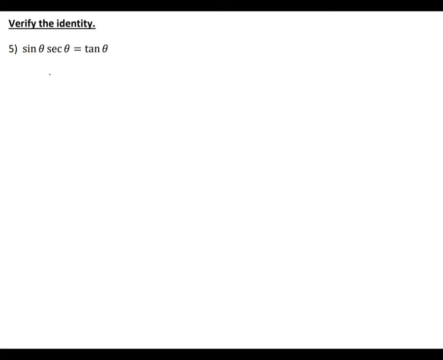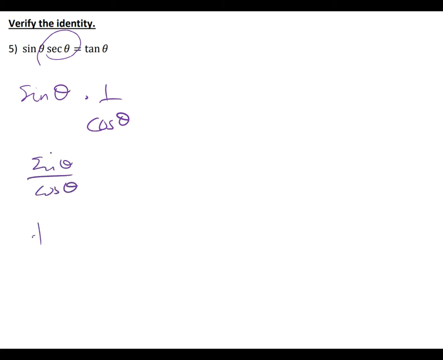Number 5. I basically need to get the left side to look like the right side, right? What's another name for secant? Remember cosine. You could probably go to tangent from there, but if you feel like you need to see it, you could rewrite it. Sine over cosine equals tangent. So I would expect to see 1 to 2 lines in between.